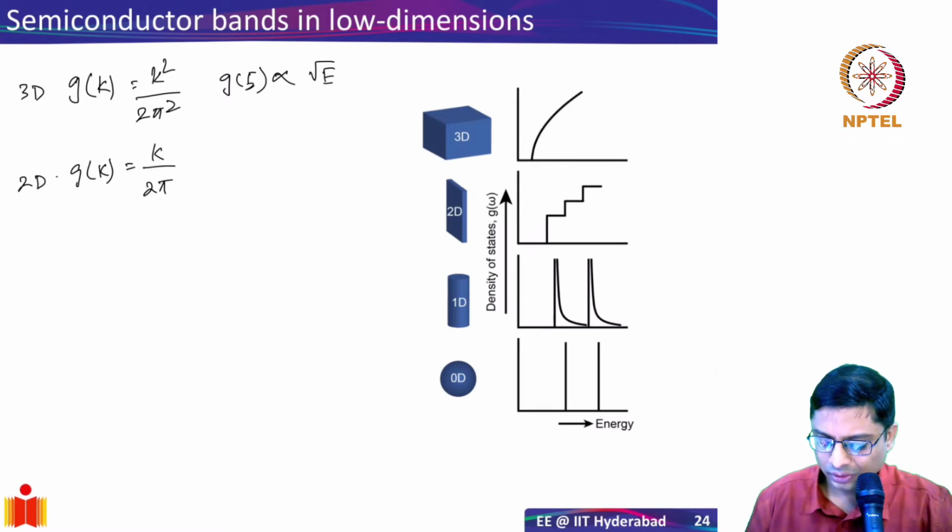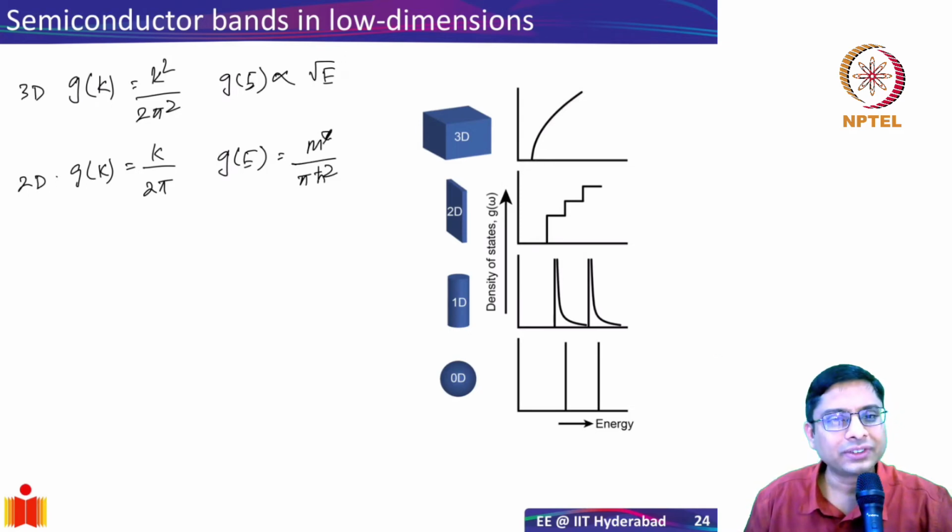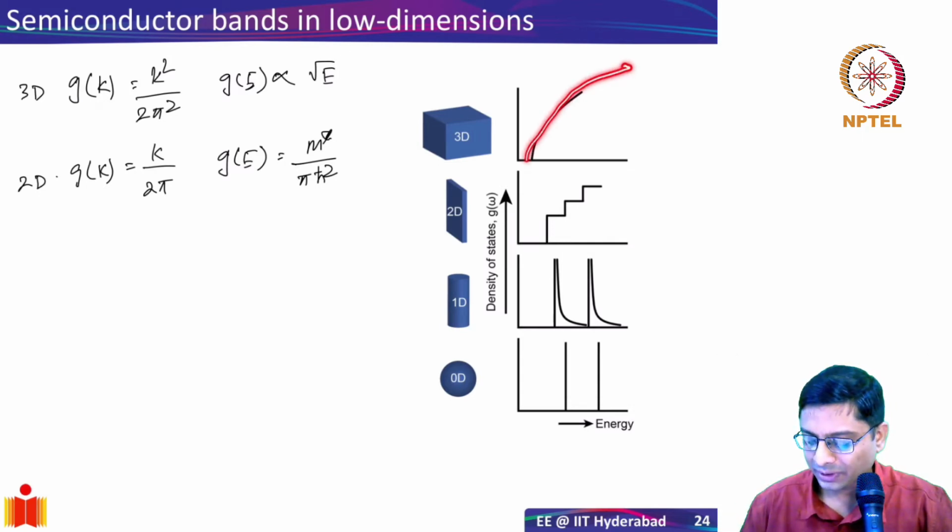All right. So now g of E turns out to be m star by pi h bar square. So in the 2-dimensional case, there is no dependence on energy. If you look at 3D, you have a parabolic dependence, but once you come to 2D, you have no states till a point, and then there is a state. Again, there are no states for some time, and then there is a state. So basically, the density of states exhibits a step function.